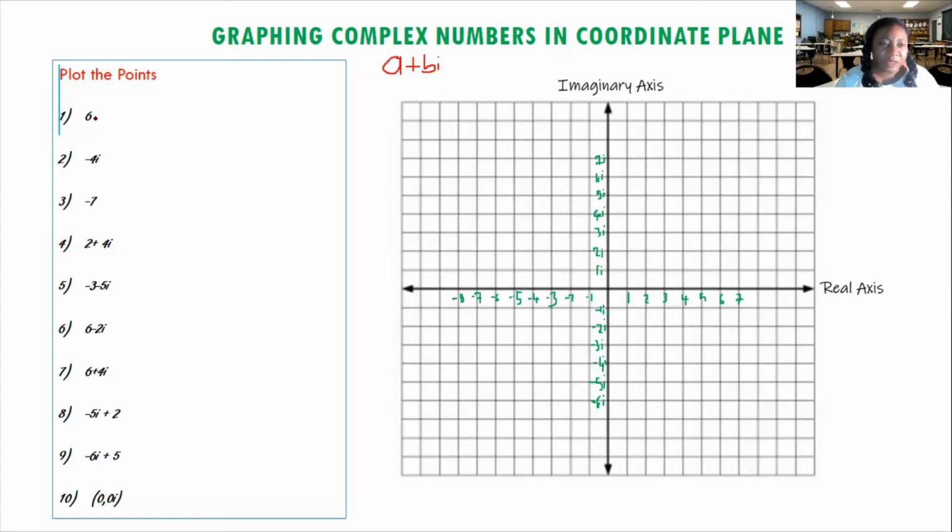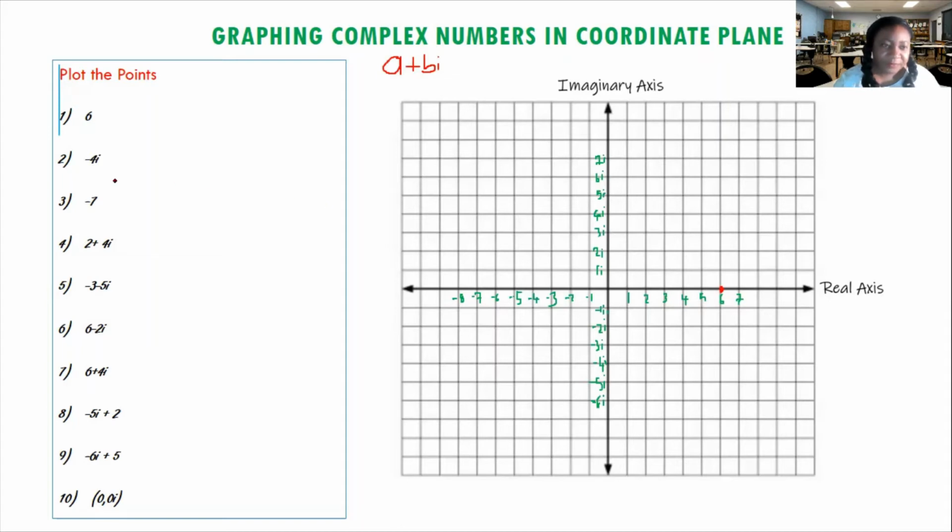So let's start with number one. For number one, you're asked to plot the point 6. As you can see, this point, 6, has no imaginary part. So all you're going to do is go over to your real axis and find 6 on the real, because the 6 here represents only the real. There is no imaginary part to it. So we go ahead and plot our 6.